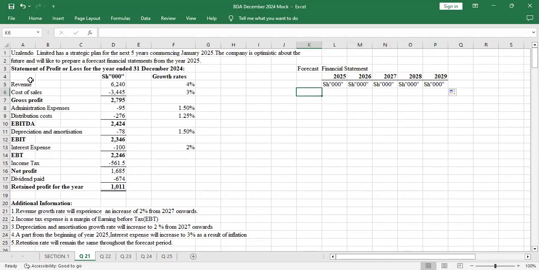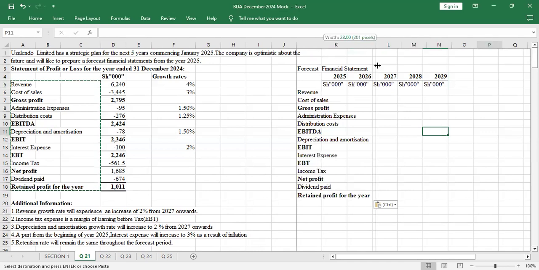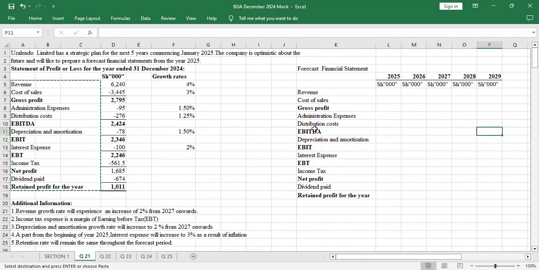So I'll also copy this information, revenue all the way to retained profit for the year. So Control C, come there and Control V to paste. And then I'll extend this row. I'll increase the size of that row. Yeah, so I'll start with revenue.